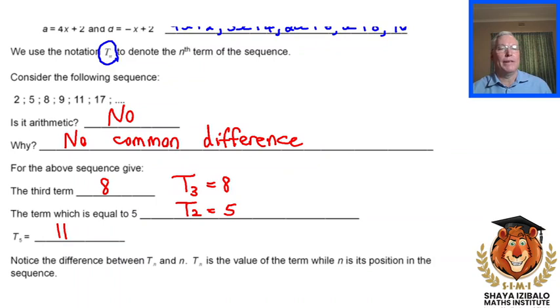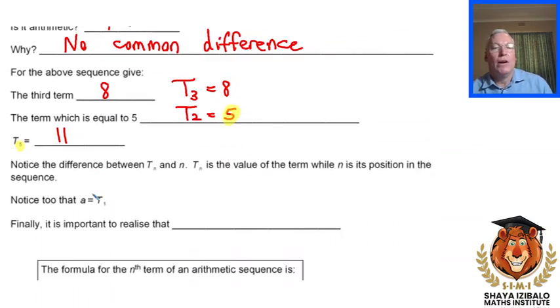Notice the big difference, and it's a really, really important idea. I'm just going to highlight here: notice the big difference between that 5 there and that 5 there. That 5 there is actually a term. It's the second term. This 5 over here is telling us about the position of a term, in other words, the fifth term. Okay, let's continue.